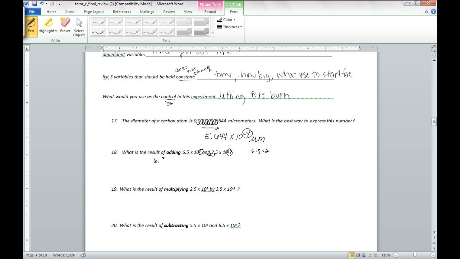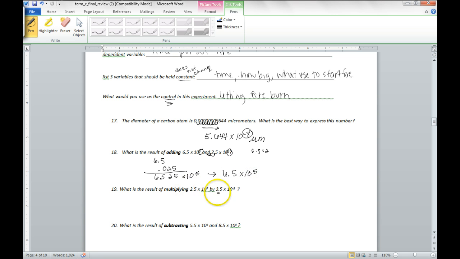Then we can align the decimals and add. So if we have 6.5 and 0.025, and we're adding them together, we should get 6.525 times 10 to the 5th. Now, sig figs and scientific notation: we have one number, then the decimal, so scientific notation is okay. Sig figs, we should only have 2 sig figs. So we should have 6.5 times 10 to the 5th.